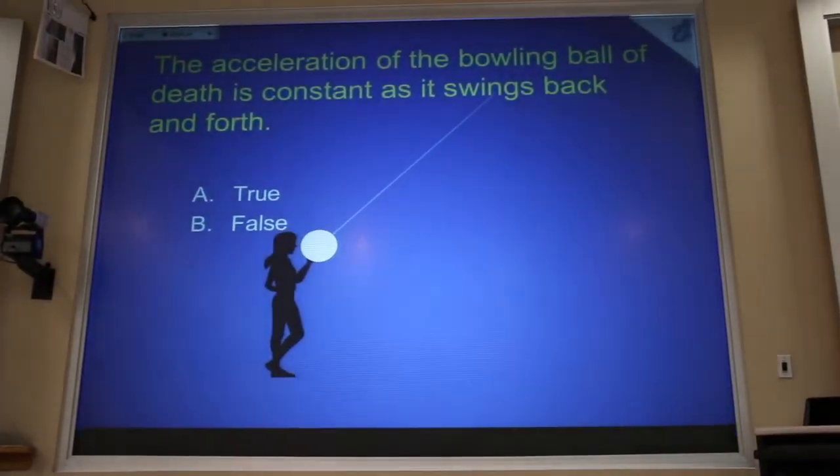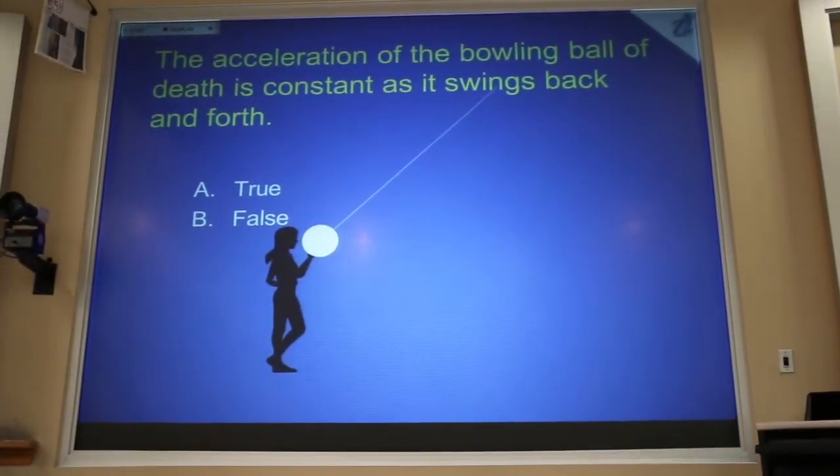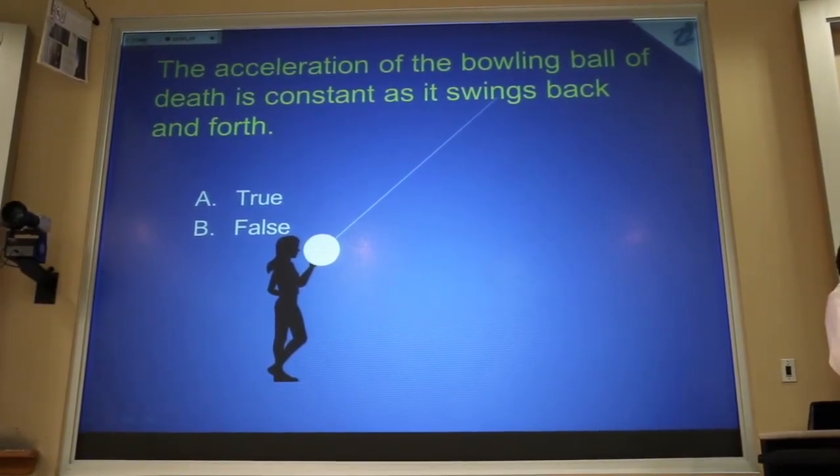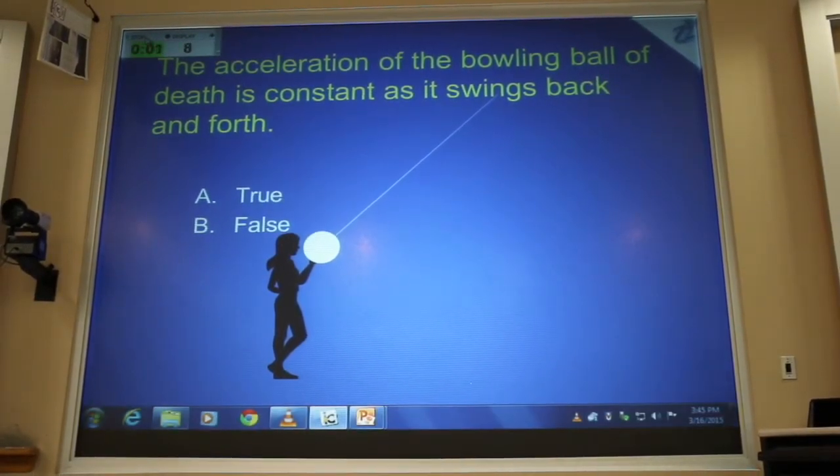Answer this question. The acceleration of the bowling ball of death is constant as it swings back and forth. True or false?